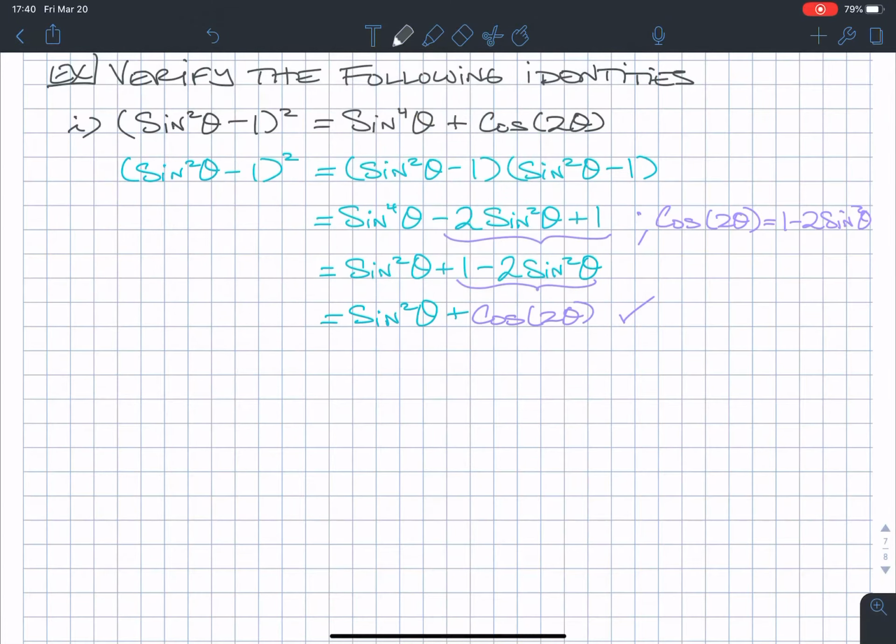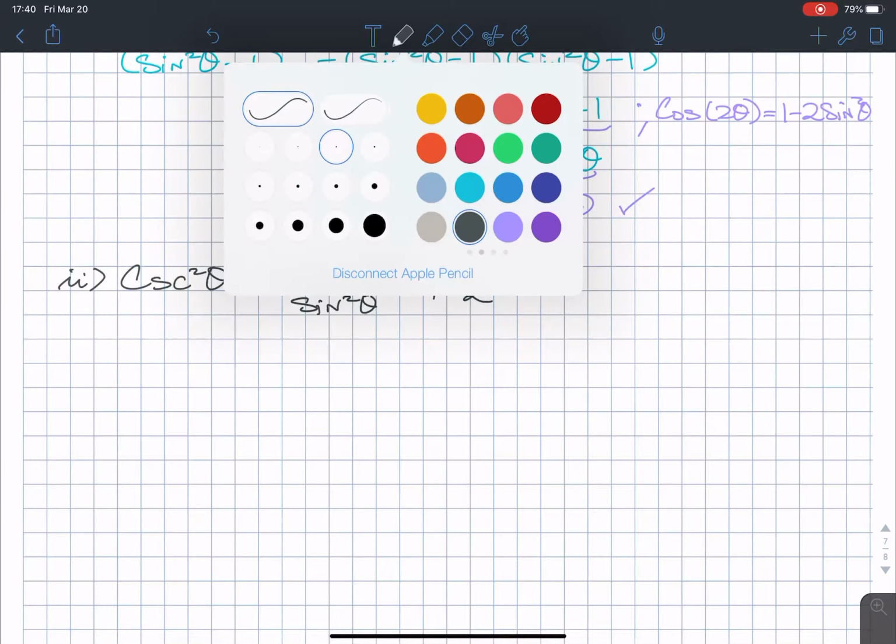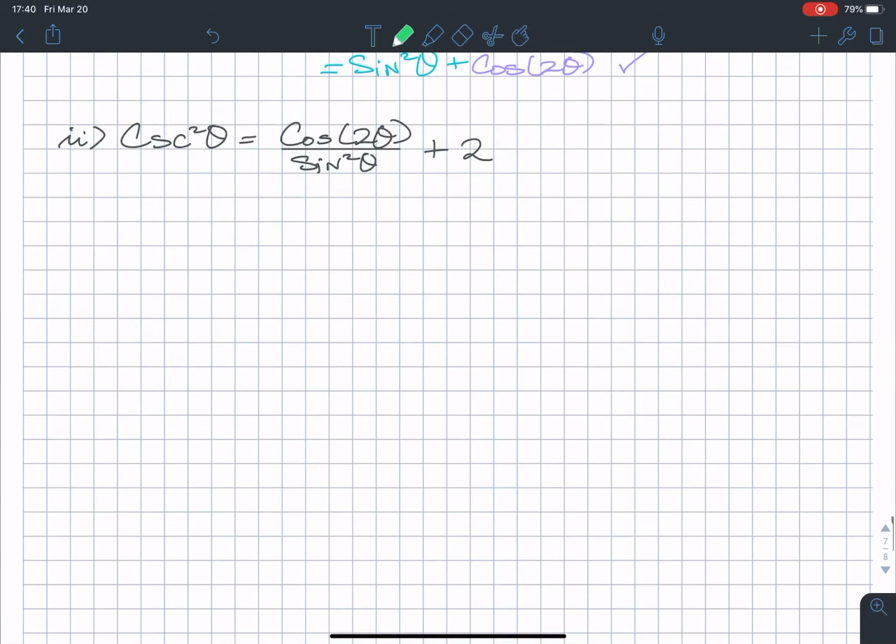Okay, so number 2. Let's do another one. Let's say we have cosecant squared of theta is equal to cosine of 2 theta divided by sine squared theta plus 2. So it should be clear that the right-hand side here is the ugly side. So I'm going to start there. So we have cosine of 2 theta divided by sine squared theta plus 2.